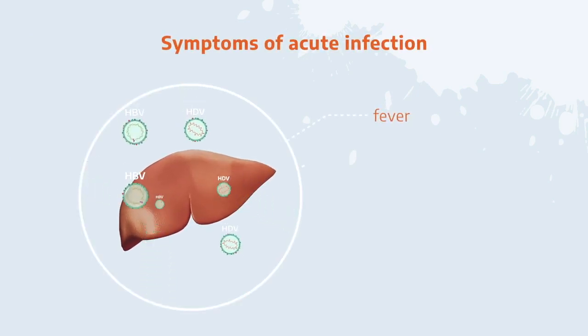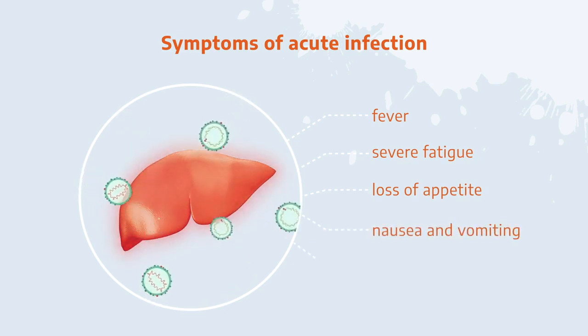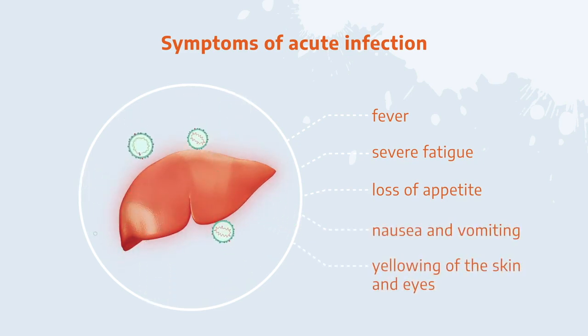Symptoms such as fever, severe fatigue, loss of appetite, nausea and vomiting, or yellowing of the skin and eyes typically occur in the first few weeks after the infection with the virus. These symptoms can be mild but also very severe. In exceptional cases, particularly following a superinfection, the body can react excessively, resulting in massive damage to the liver, which can even be fatal under certain circumstances.